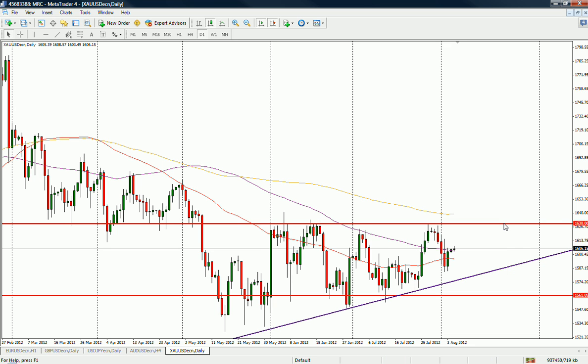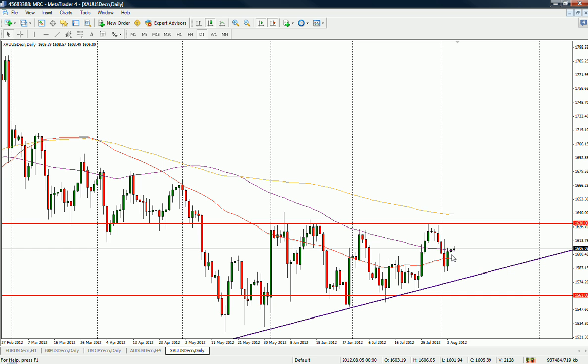On the daily, it's still a similar story. On the daily, it's all about the 1630s for me. If we're going to get any sort of bullish momentum towards the upside, then we need a clear daily candlestick close above that 1630s. You can also see the 55-day and 100-day moving averages are still inside this range, and it's still very choppy.